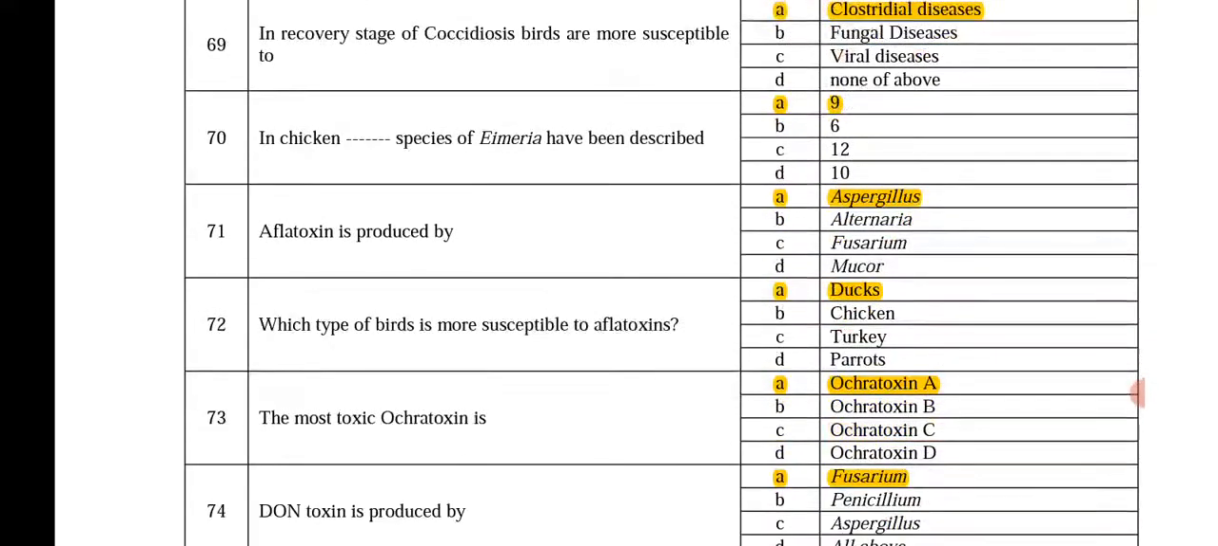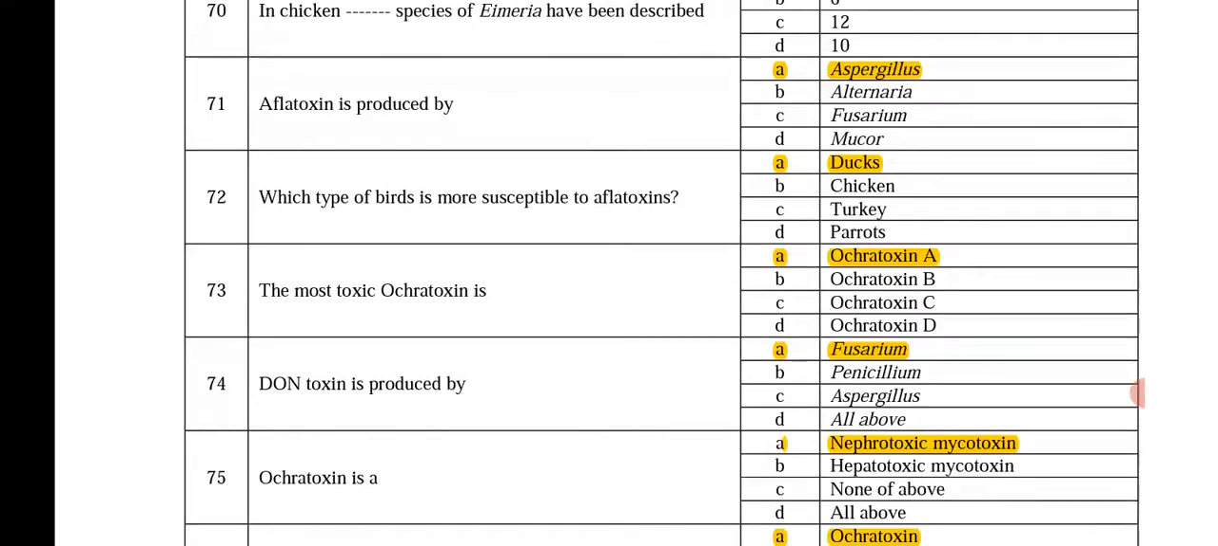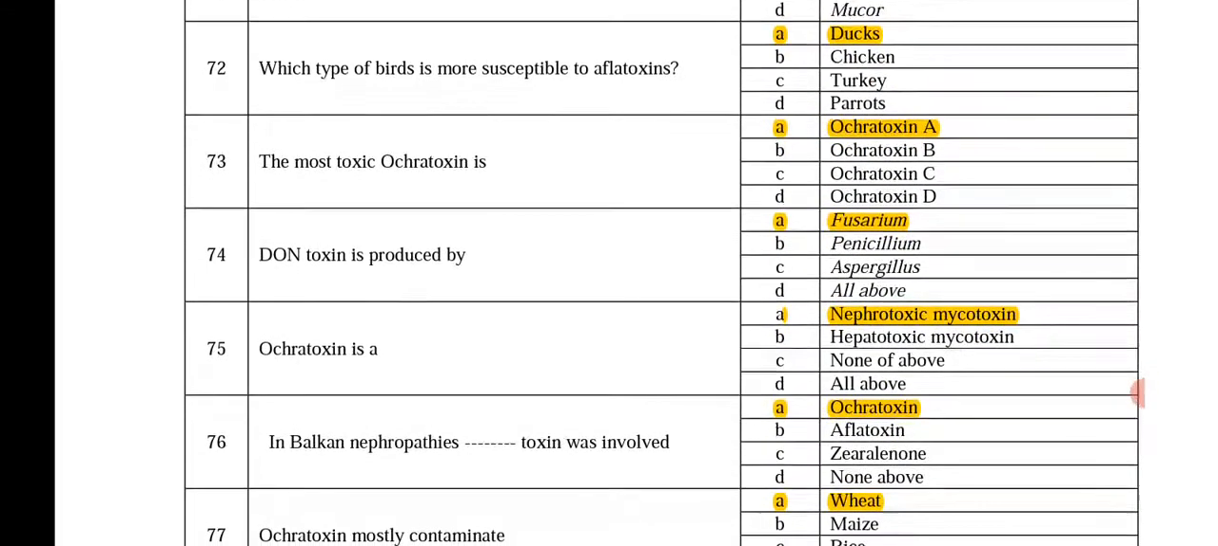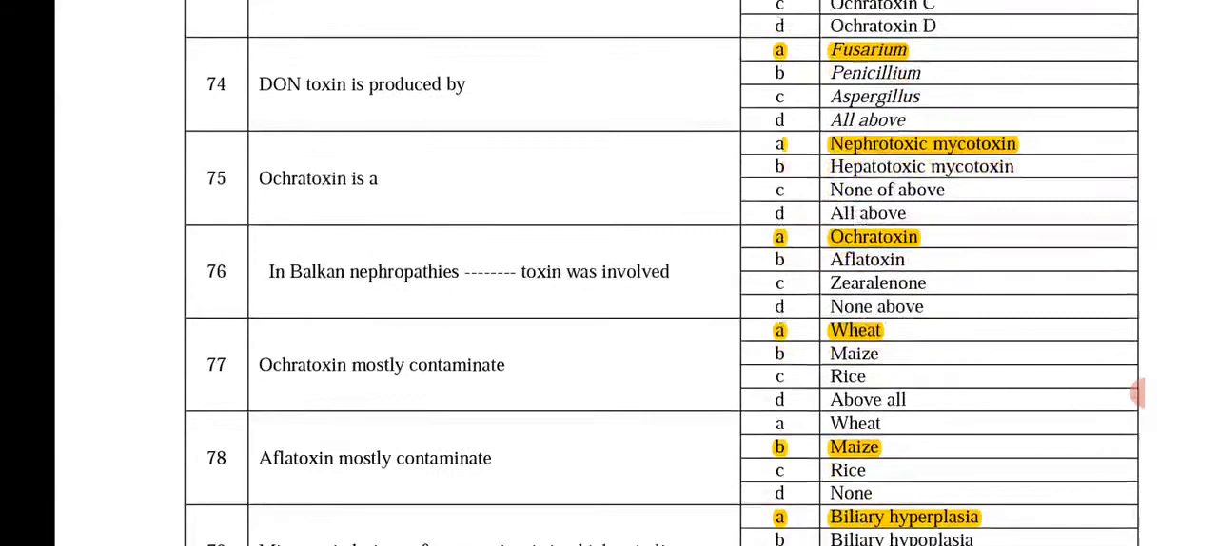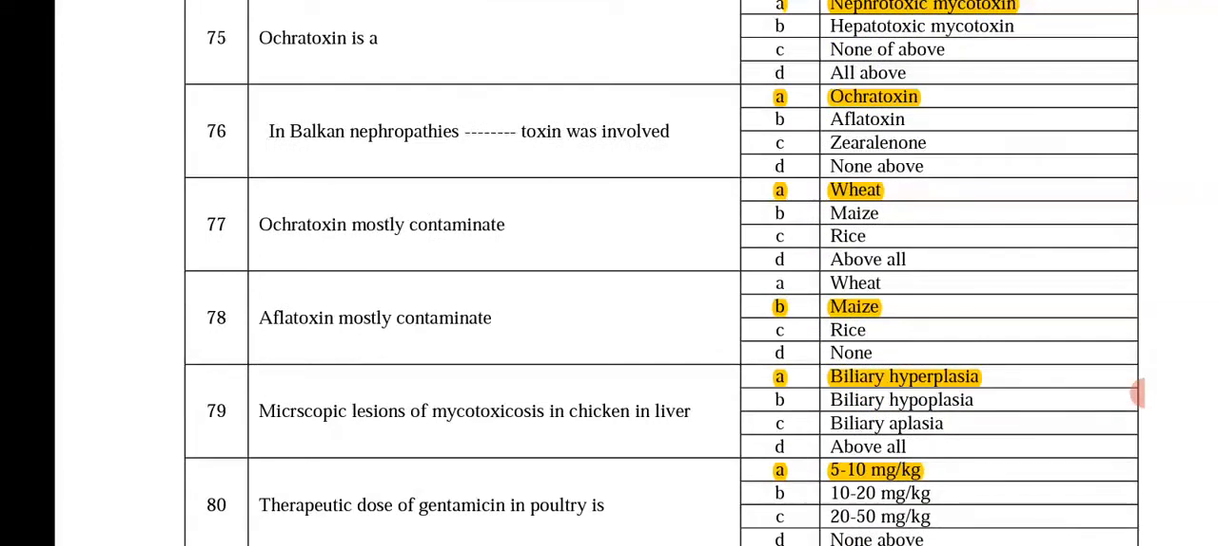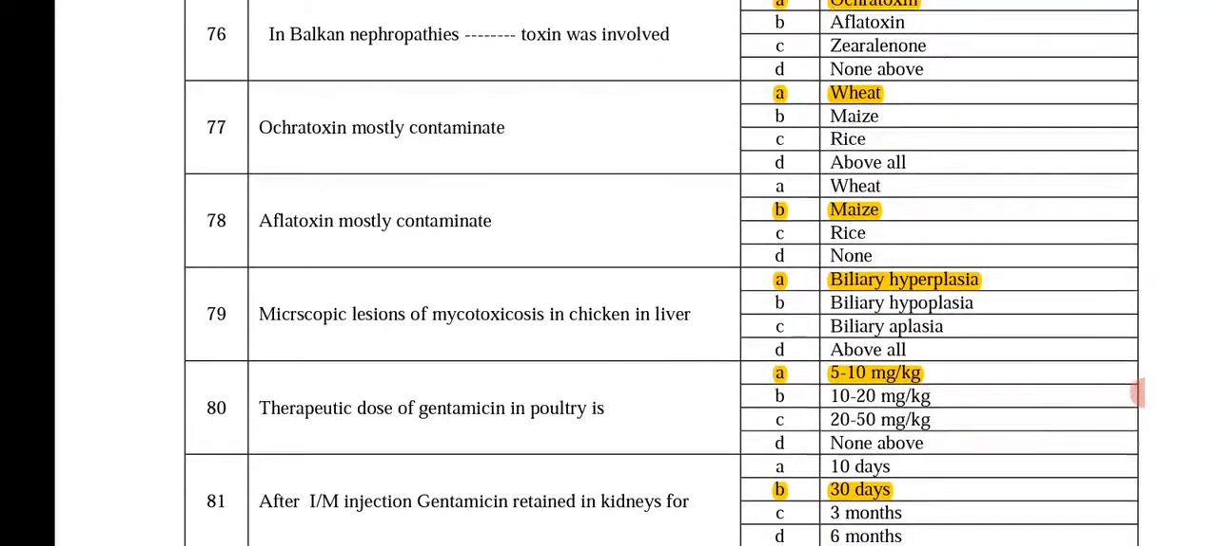Aflatoxin is produced by Aspergillus. Which type of bird is more susceptible to aflatoxins? Ducks. The most toxic ochratoxin is ochratoxin A. Ochratoxin is produced by Fusarium species. Ochratoxin is a nephrotoxic mycotoxin. In Balkan nephropathy, ochratoxin was involved. Ochratoxin mostly contaminates wheat. Aflatoxin mostly contaminates maize.